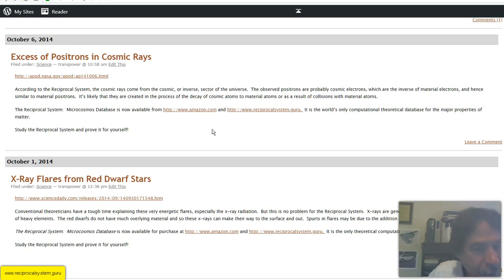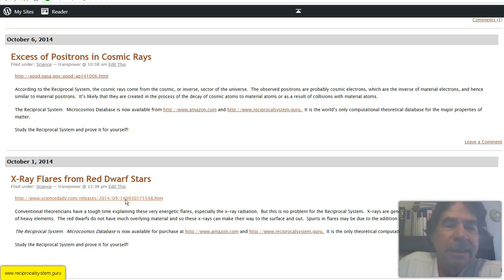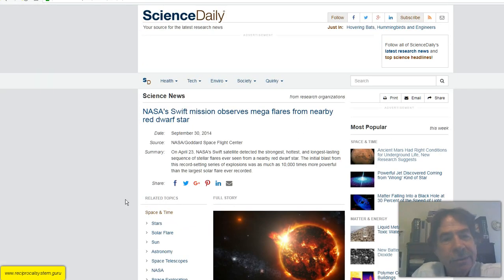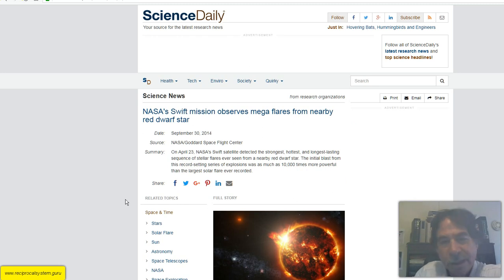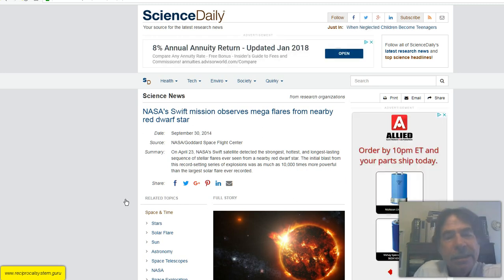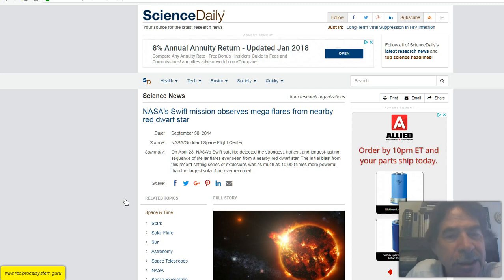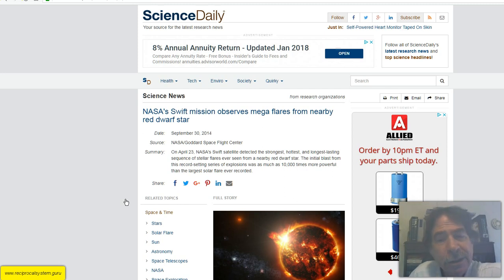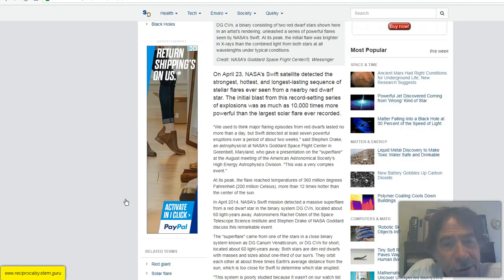Okay, so X-ray flares from red dwarf stars. Let's take a look at this. This is from Science Daily, which is a good source for scientific research news. It says here, on April 23rd, NASA's SWIFT satellite detected the strongest, hottest, and longest-lasting sequence of stellar flares ever seen from a nearby red dwarf star. The initial blasts from this record-setting series of explosions were as much as 10,000 times more powerful than the largest solar flare ever recorded. So it's kind of interesting.